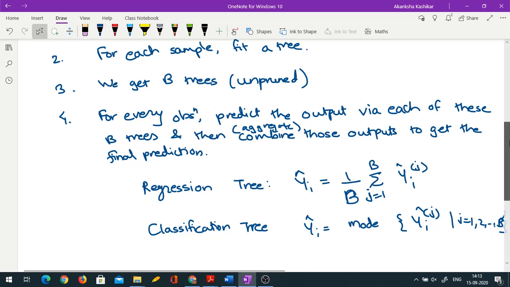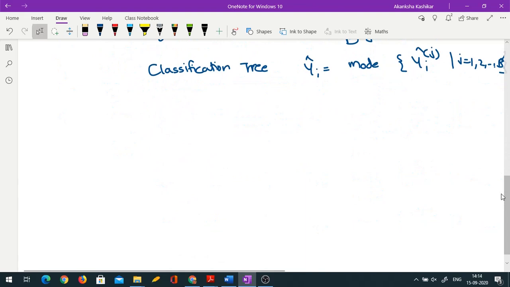In fact, we saw it as one of the cons of trees, that the trees are not stable. So if the sample changes, then the tree changes. So when you do bootstrap, you get a different sample every time and hence you get an almost different tree every time.